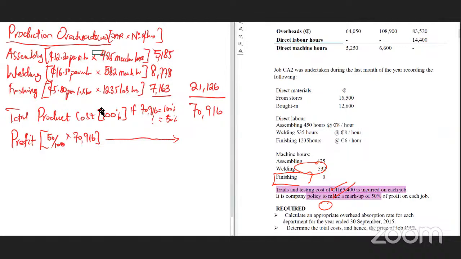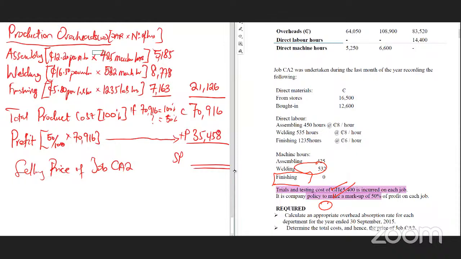Do you get it? 50 out of 100 times 7916. And that gives us what? 35,400 and what? 58. You can add it up to get the selling price because cost plus profit equals what? Our selling price, right? And what's the selling price of job CA2? What do we get? 106,374, right?